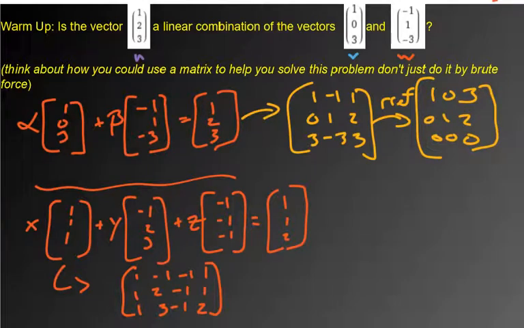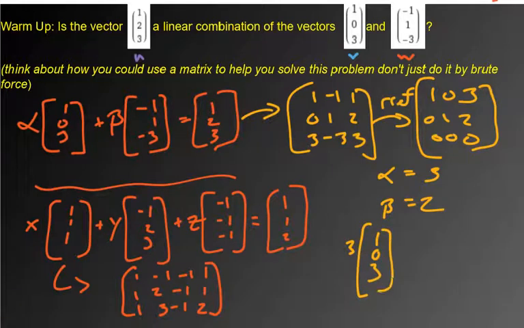So what this says is that alpha would be 3 and beta would be 2, right? So you can check it. If you do 3 of the (1, 0, 3) vector and you add to it 2 of the (-1, 1, -3) vector, you actually should get (1, 2, 3).